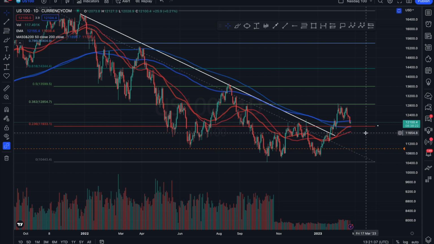But the good news is that we have found support here. And we still have plenty of support underneath us. We have the 0.23 fib area, we have the 200-day EMA, and we have both the 50-day moving average and 50-day EMA as well. So we have plenty of support just below us, and I do believe that this is an area where we will find support.